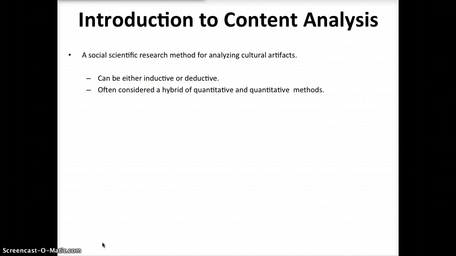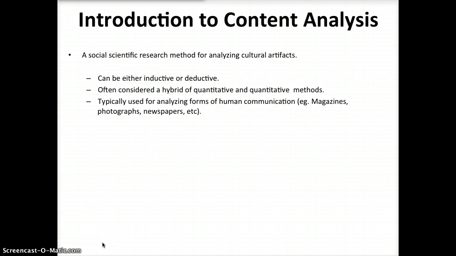This method is often thought of as a hybrid of both quantitative and qualitative methods, since it involves both simple descriptive statistics and interpretation of cultural symbols. Typically, content analysis is used to analyze the content and meaning of items with words and/or images, such as magazines, photographs, websites, legal documents, newspapers, and so on. Now, in general, all types of analysis require that one first describe the issue before moving on to interpretation. With content analysis, this is also the case.